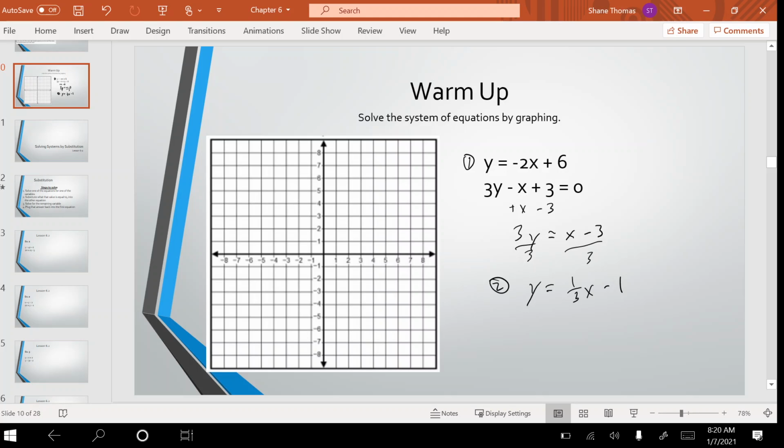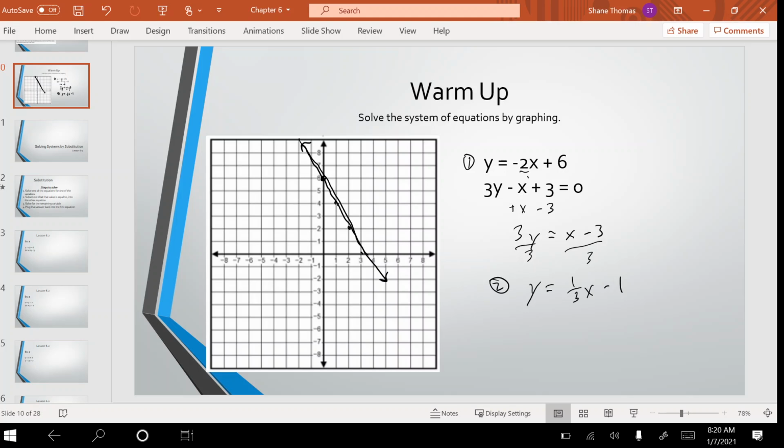So the first one, y equals negative 2x plus 6. I'm at plus 6 and I put a dot. My slope is negative 2, so this would be negative 2 over 1. Down 2 over 1, down 2 over 1. Looks something like that.